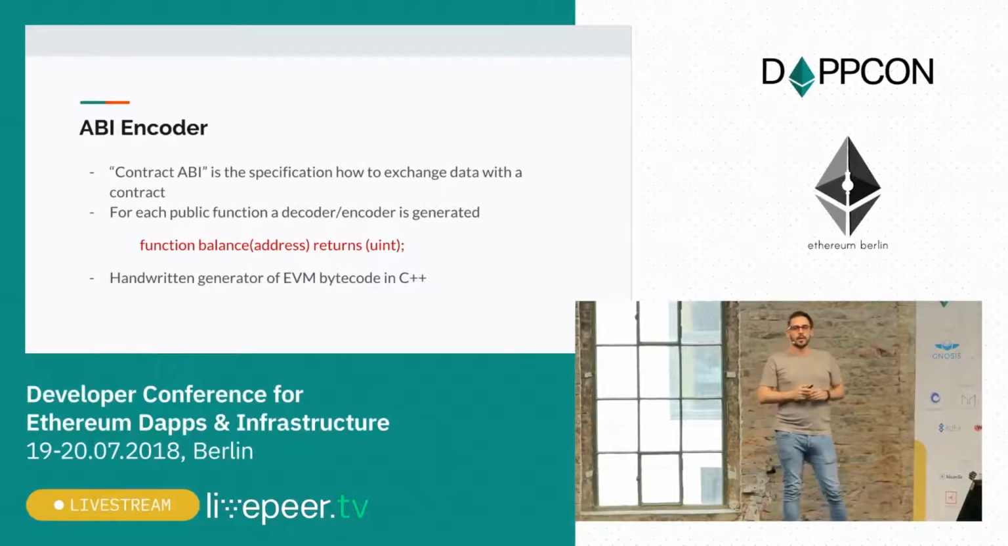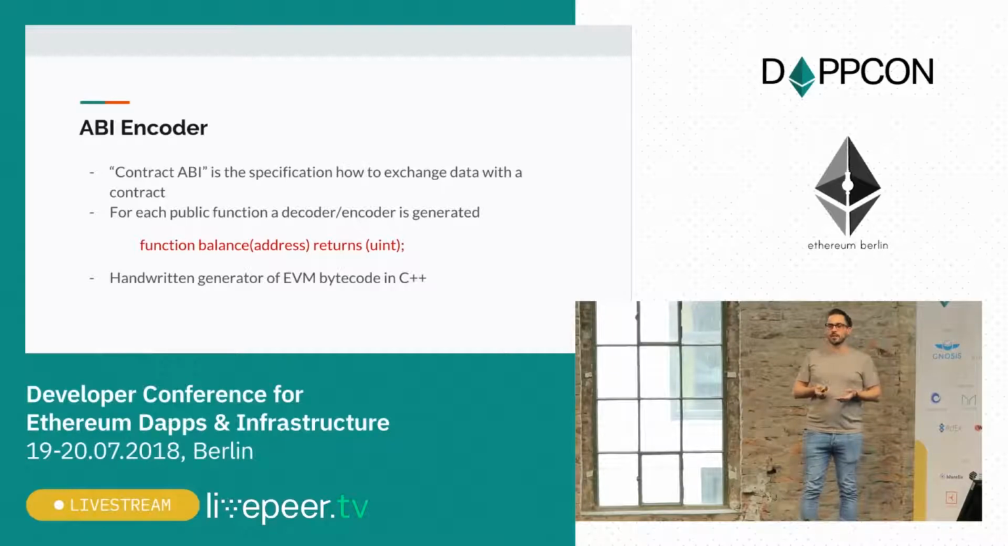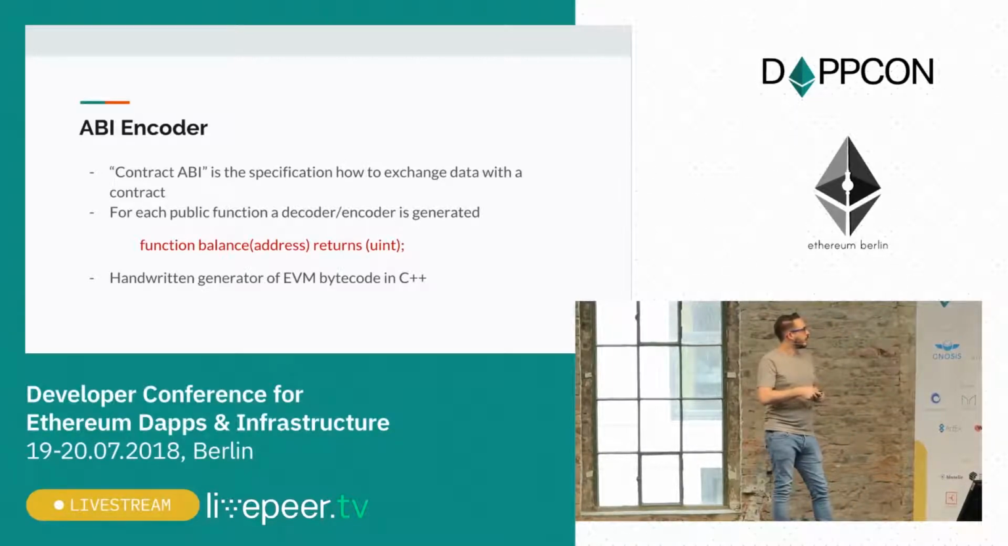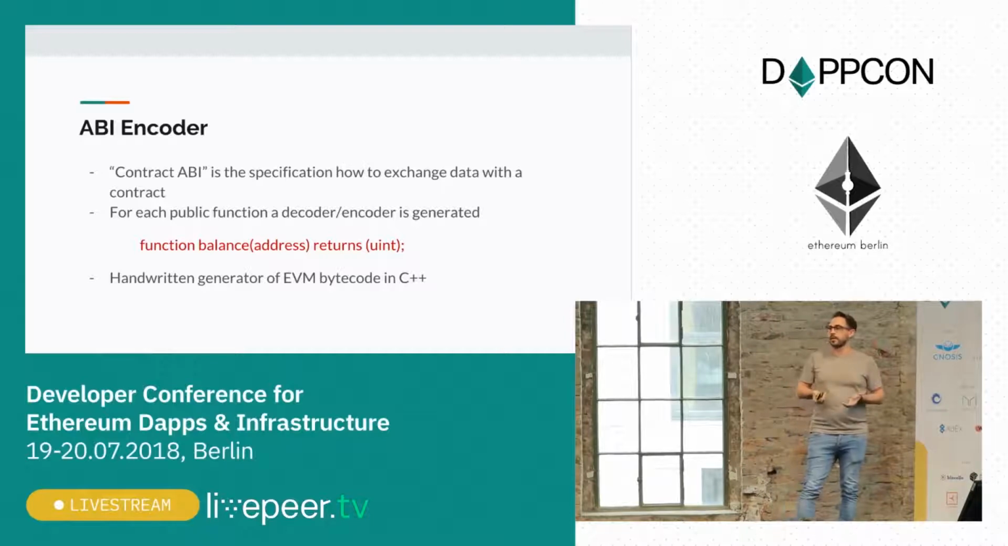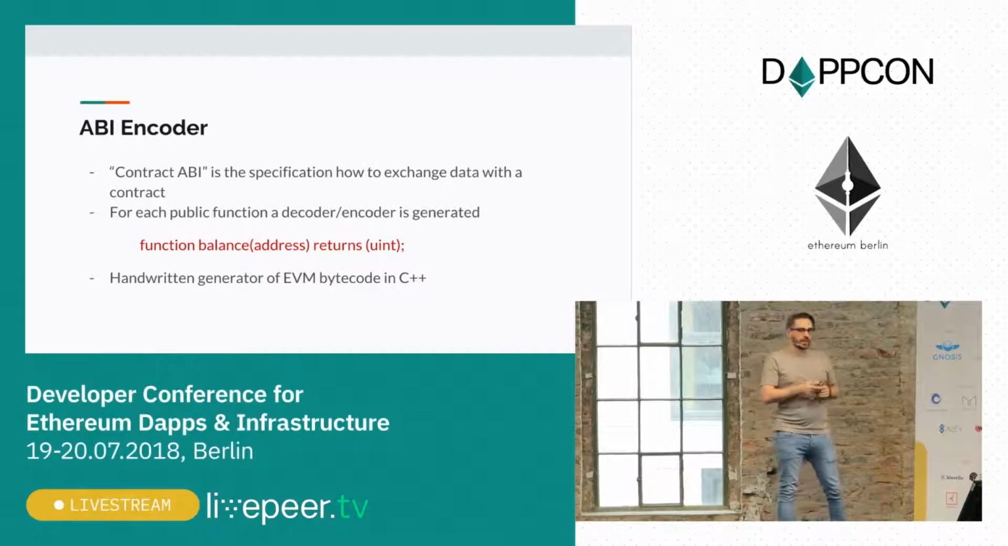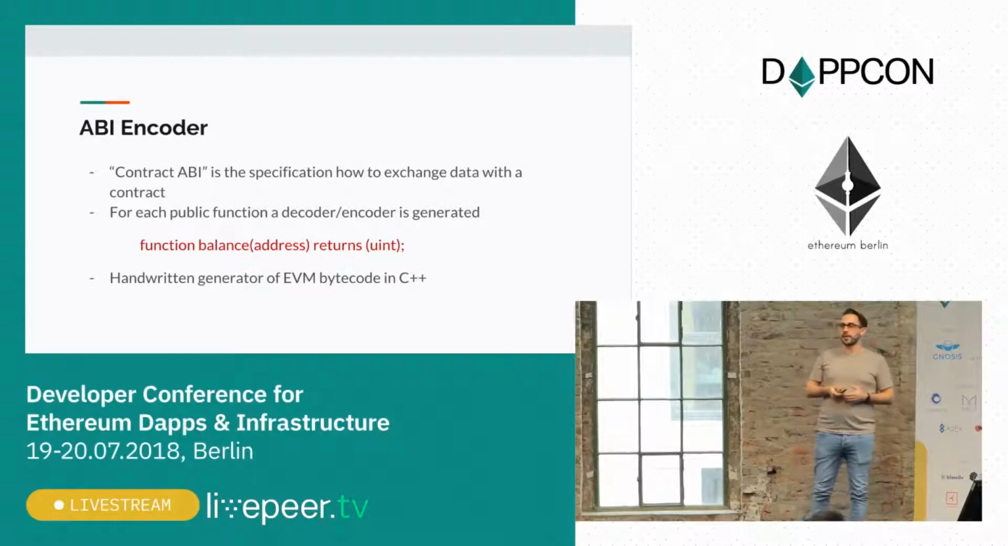What happens during the compilation process is that we generate an ABI decoder code piece, which takes the call data and parses it and puts an address type variable onto the stack. Then it does whatever it wants to do and returns a number, which is the uint. So the other code piece we're generating here is an encoder of that stack variable into a return data. Currently, all of this is handwritten, generating EVM bytecode in C++.